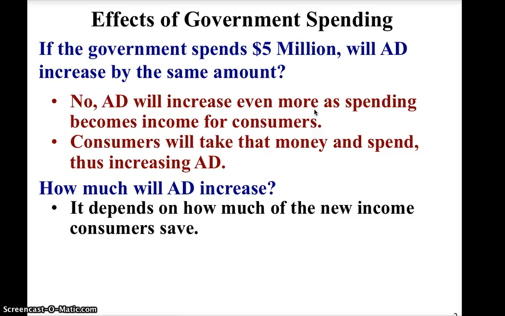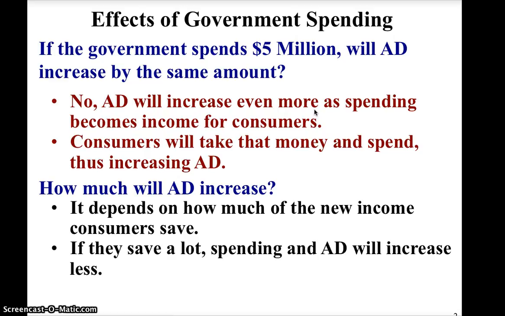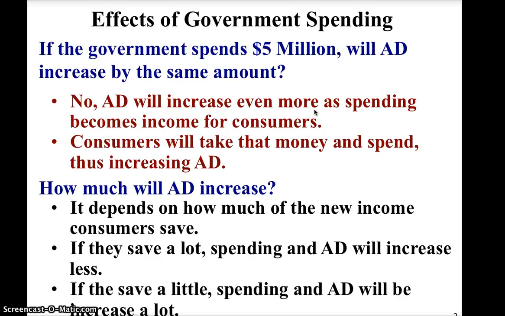So how much? Well, it really depends on how much of the new income the consumers save. If they save a lot, spending and aggregate demand will increase less. So if we take the spending on the building at Central Oregon Community College, if those construction workers save most of that income, then aggregate demand will not increase as much as if they spend a lot. If they save a little, spending and aggregate demand will increase a lot.